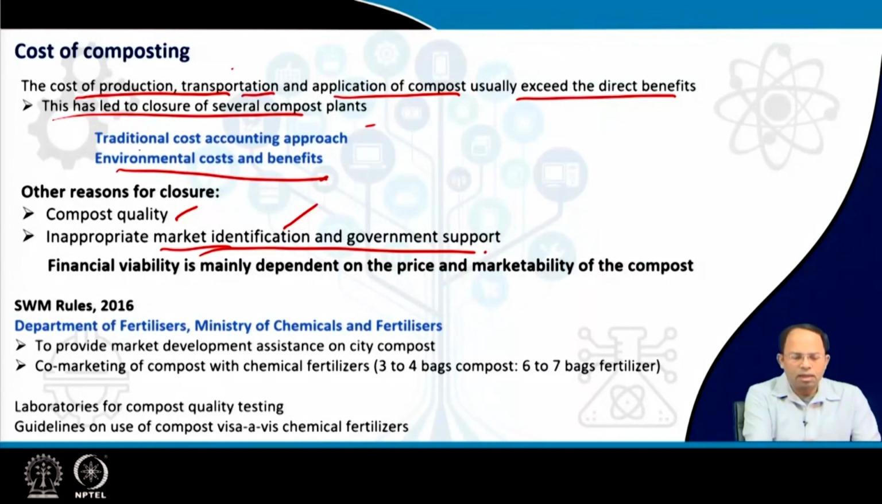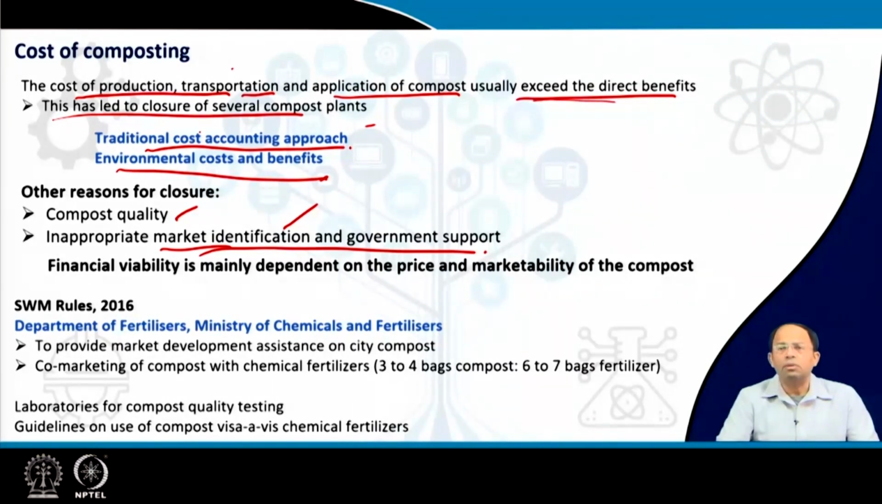So with the traditional cost accounting approach, we usually see that the cost exceeds the benefit, and this has led to the closure of several plants. Initially the government invests money and the plants are started, but eventually, because of low demand for compost, the plants get stopped. This has happened in many parts of the country.